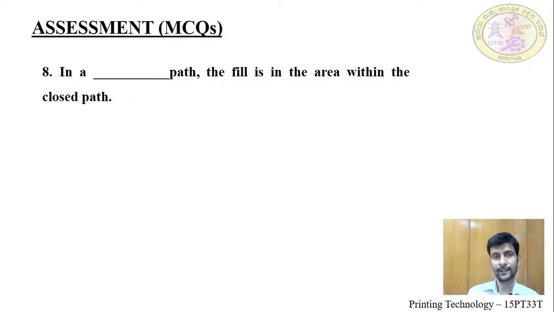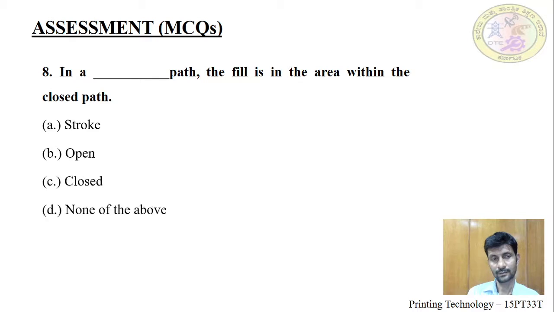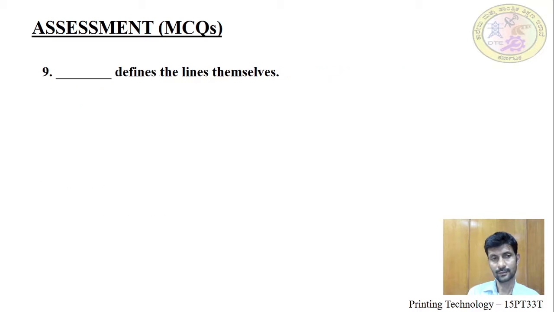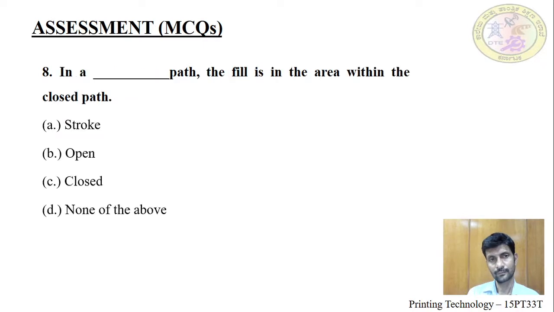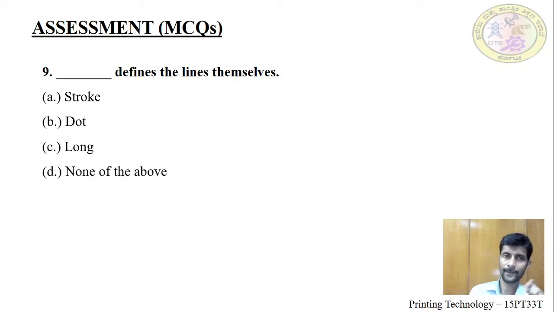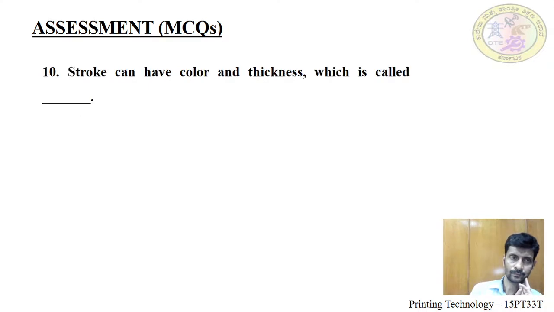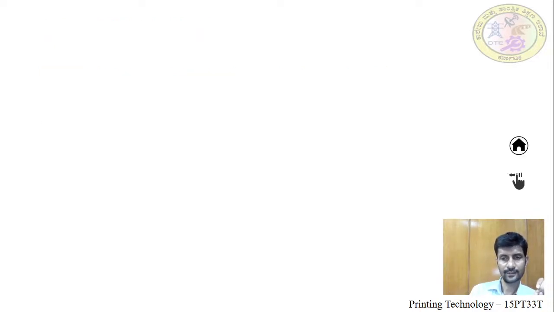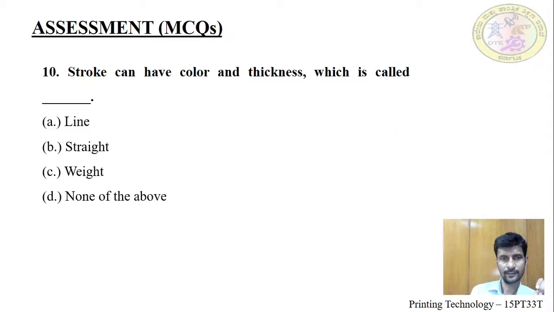Next, in a dash path, the fill is in the area within the closed path. For this, we will see the answer. Options: open, closed, none of the above. Okay. Next, dash defines the lines themselves. Stroke, dot, long, and none of the above. Stroke can have color and thickness, which is called as dash. Options: line, straight, weight, or none.